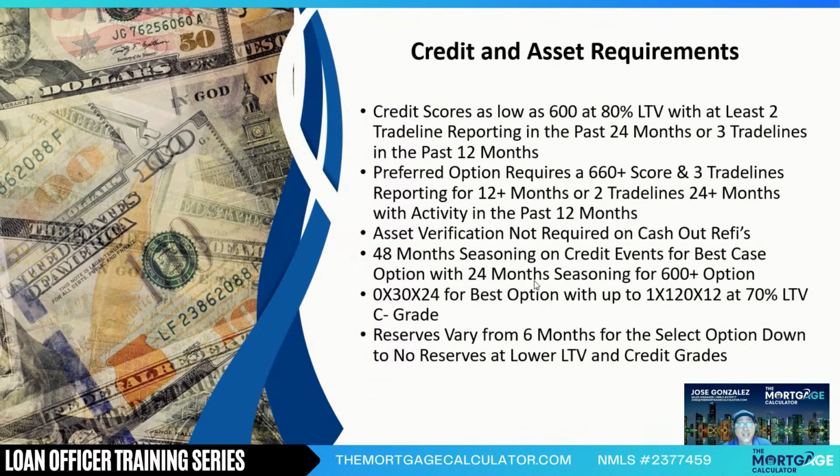For our 600 plus credit score option, we do need 48 months seasoning on credit events. With 24 months seasoning for the 600 or plus credit score option, but 48 months seasoning on credit events for the best case option. That would be like in some of our investors going between the super prime and the prime option, right? A, B, C, D.